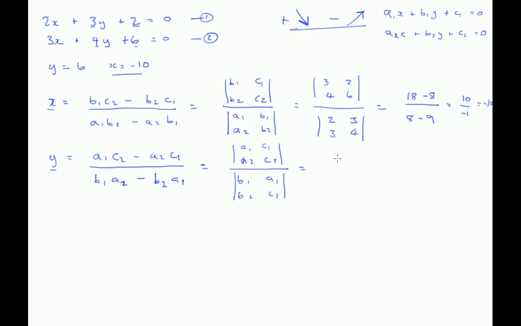So we have a1 is 2, c1 is 2, a2 is 3, c2 is 6, so we need the determinant of that, and then that's divided by b1 is 3, a1 is 2, b2 is 4, that's this one here, and a2 is 3.